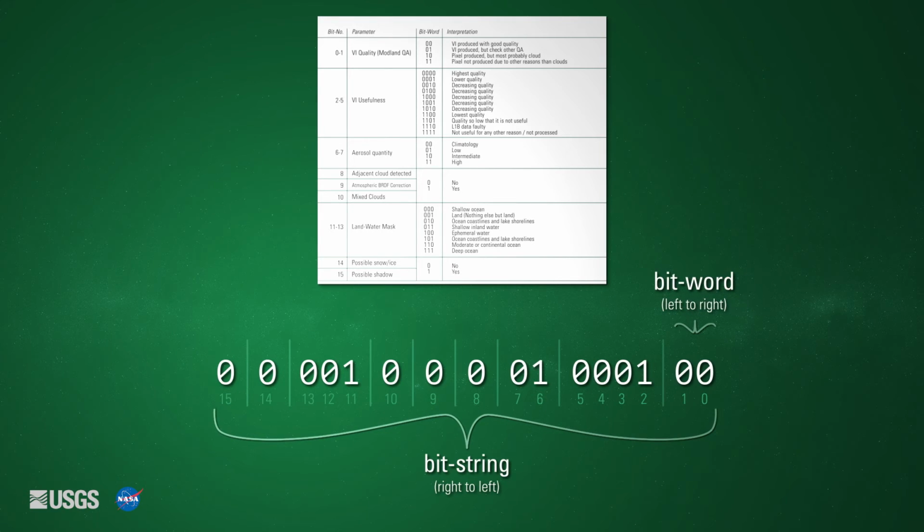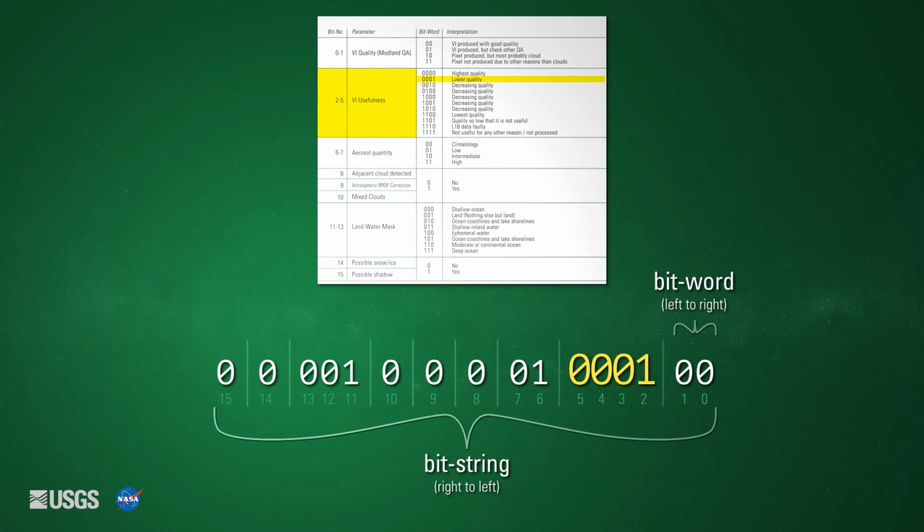For example, the bit word for bit number 0 through 1, VI quality, is 00, which means the pixel produced with good quality and no issues. Bit number 2 through 5, the VI usefulness, is identified using the bit word 0001, which means the pixel is of lower quality based on the 16 level rank from 0000 to 1111. Follow the same pattern to interpret the additional bits.